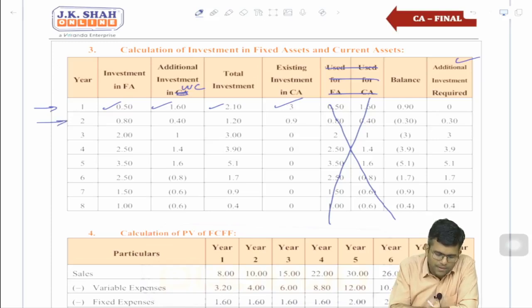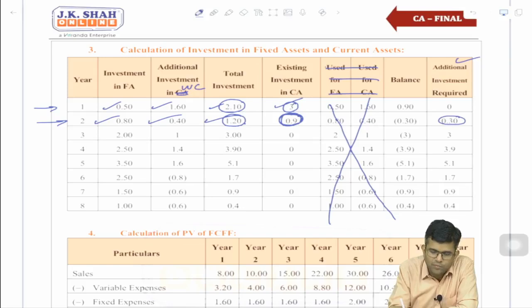Now year 2, can I say, investment in FA 0.8, investment in working capital 0.4, total is 1.2. So in year 2, I need 1.2. Now can I say, out of 3, if 2.1 was used, balance is 0.9. Everyone clear? Balance is 0.9. So for satisfying 1.2, 0.9 I have in the existing uncle-given money. So can I say, in year 2, the additional investment required is 0.3. Everybody clear now?